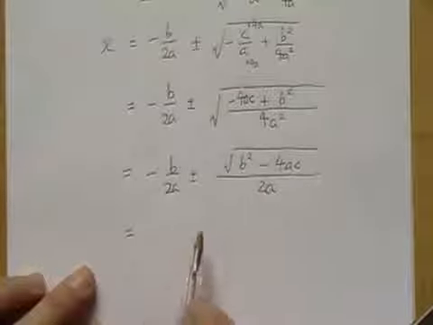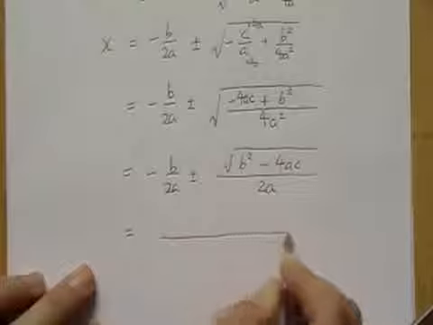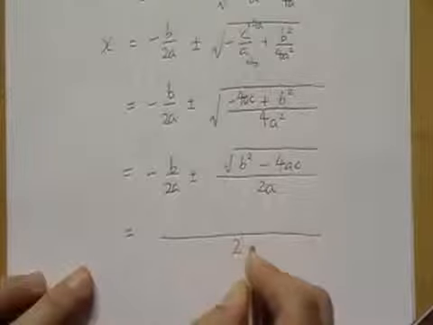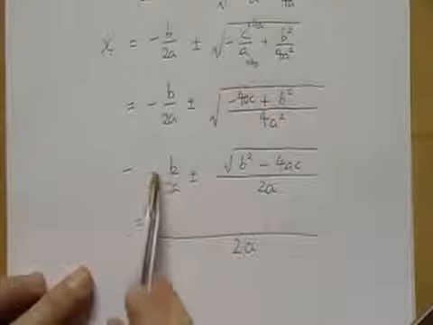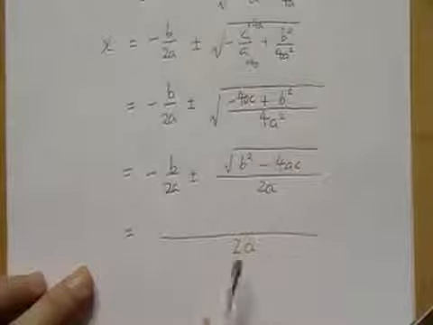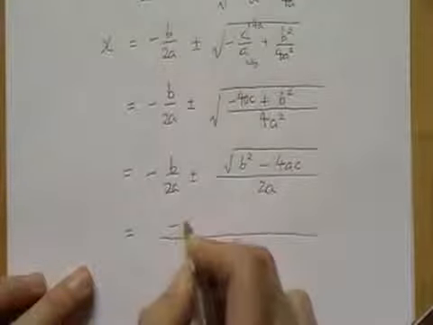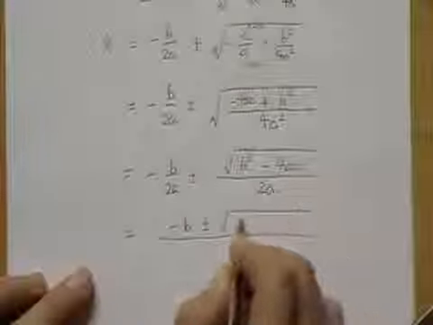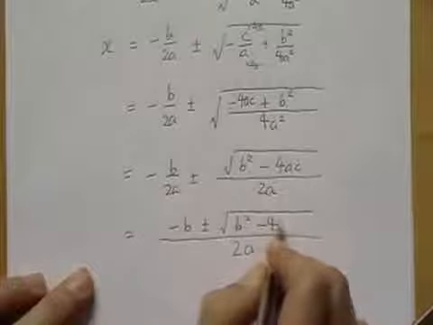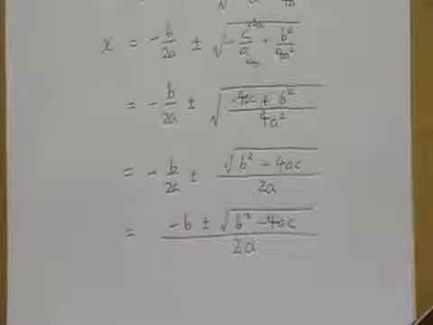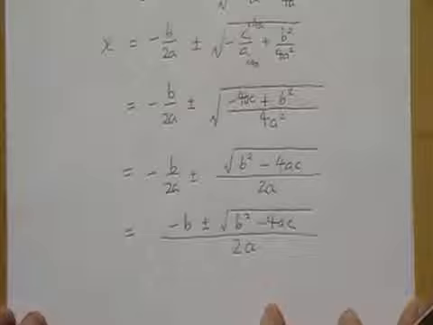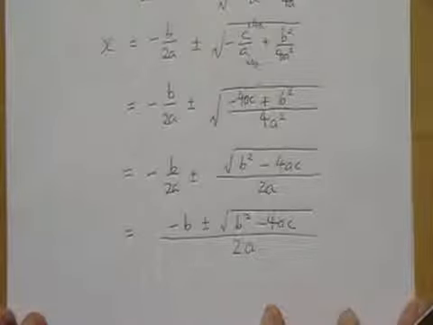Finally, remember that we want a single fraction over 2a. And now that we have 2a as the common denominator, we can simply join them up and add the numerators in the two fractions. So that's the answer. We have derived the solution to the quadratic equation.